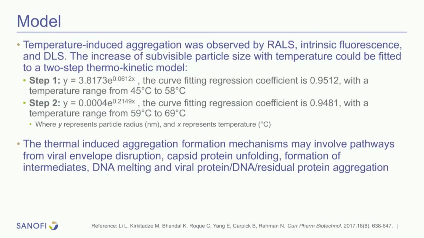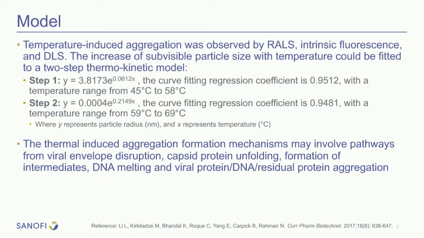Temperature-induced aggregation was observed by RALS, so right-angle light scattering, and by intrinsic fluorescence and DLS. And the increase in subvisible particles with temperature could be fitted with the thermokinetic model. So step one is a curve that covers the range between 45 and 58 degrees, whereas the second step is between 59 and 69 degrees.